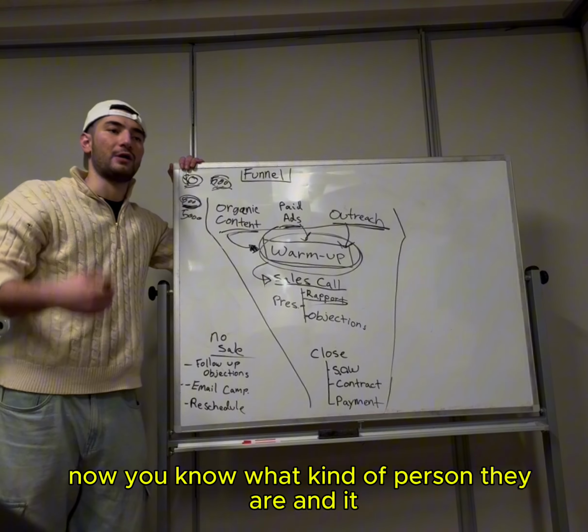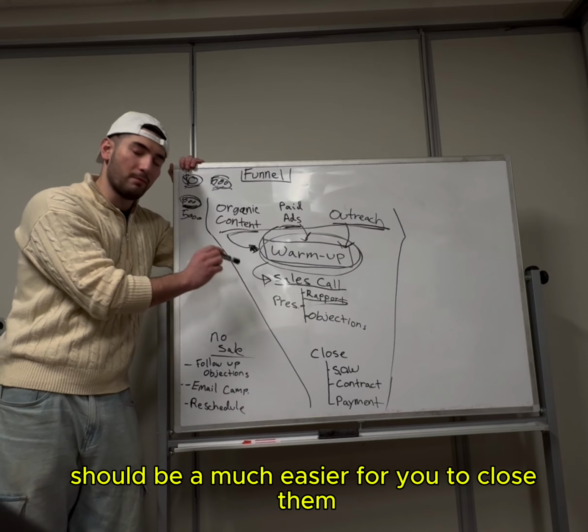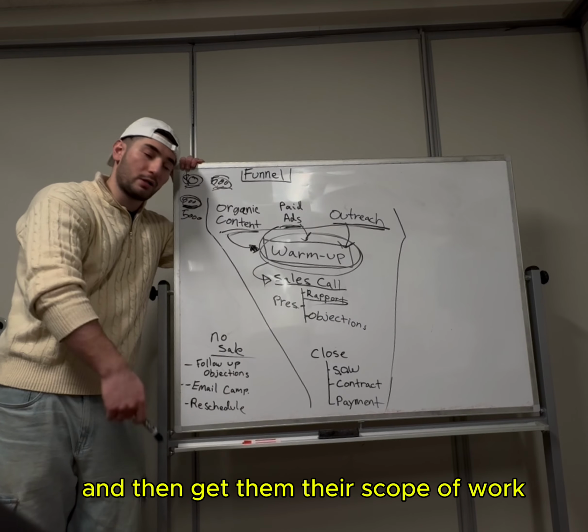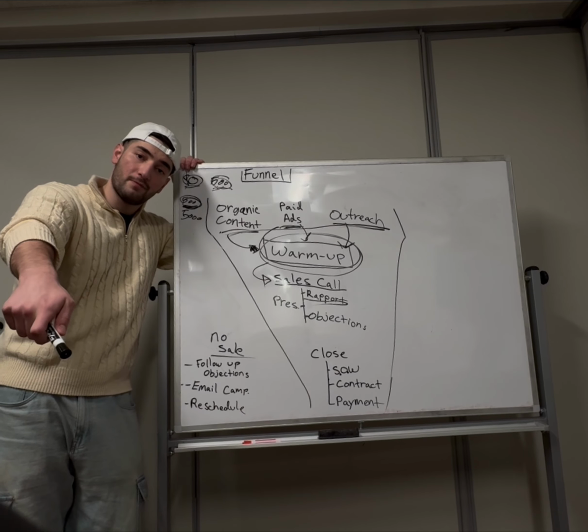properly handle the objections. Now you know what kind of person they are, and it should be much easier for you to close them and then get them their scope of work and the contract and payment.